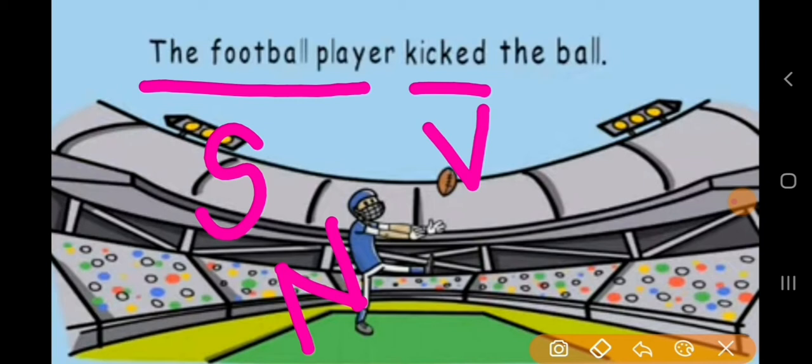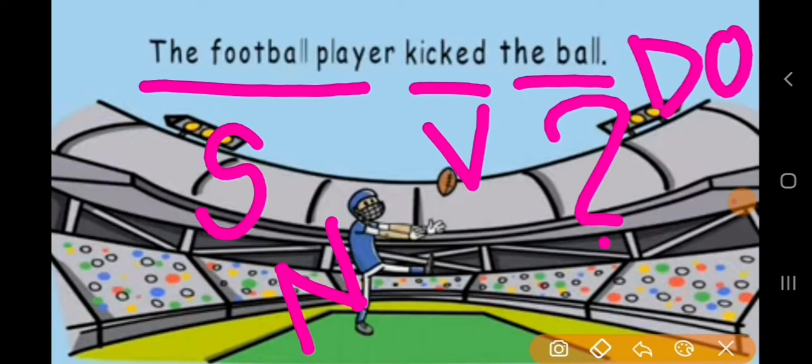We need to ask ourselves, the football player kicked what? What did the football player kick? Well, the answer is the football player kicked the ball. So, the ball is the direct object.